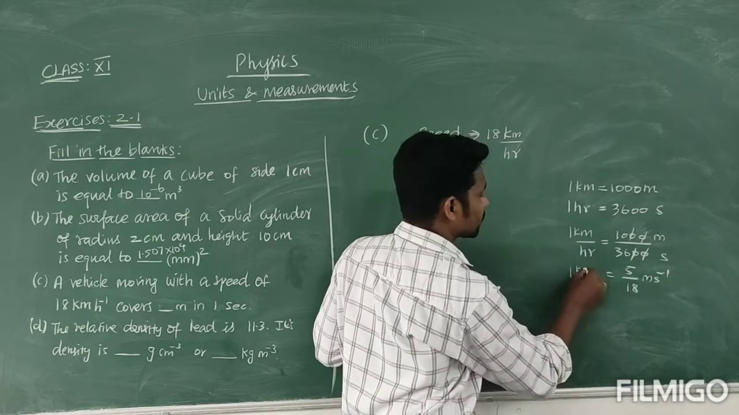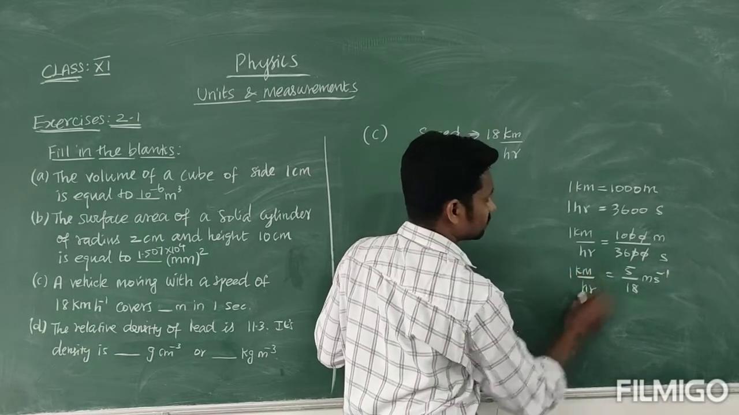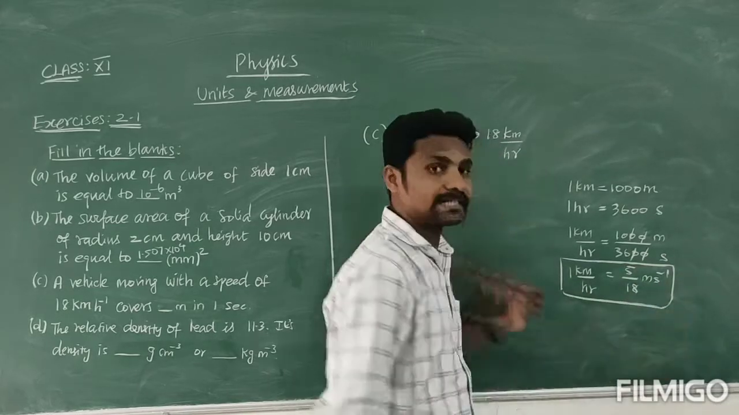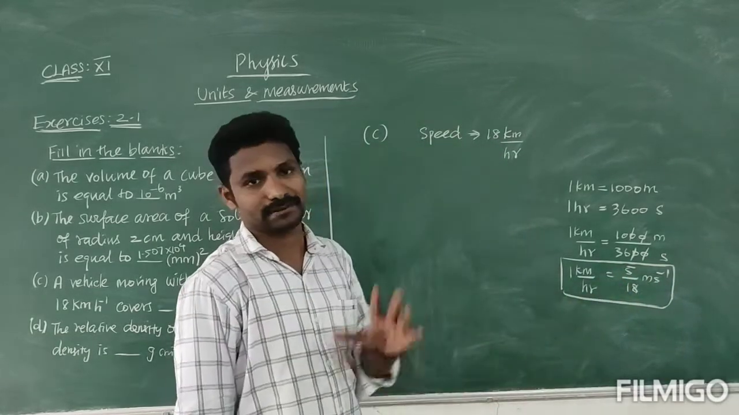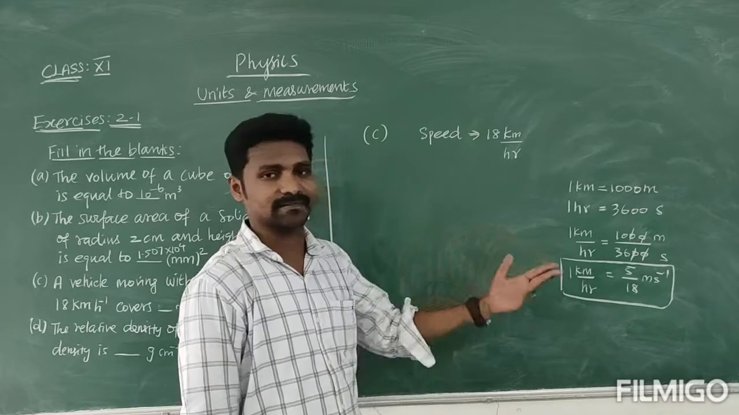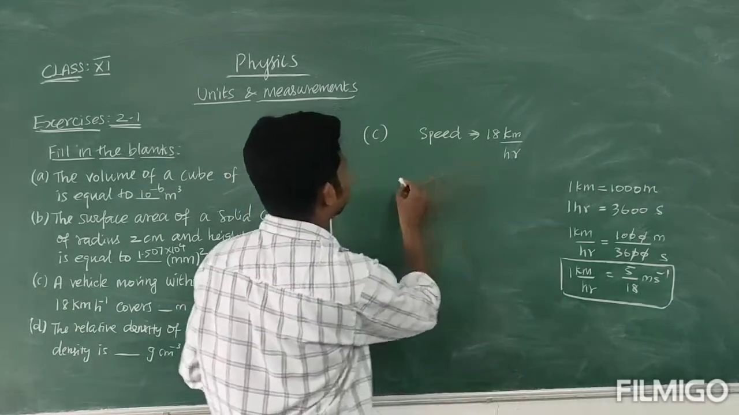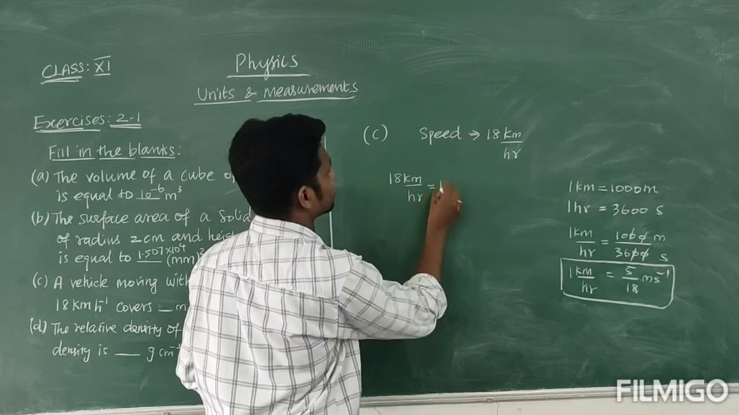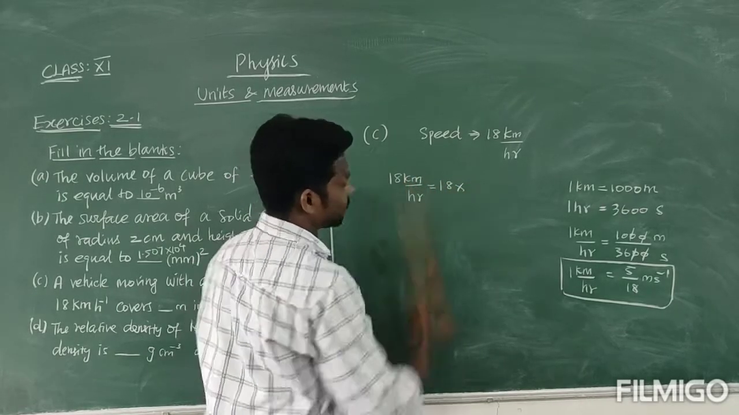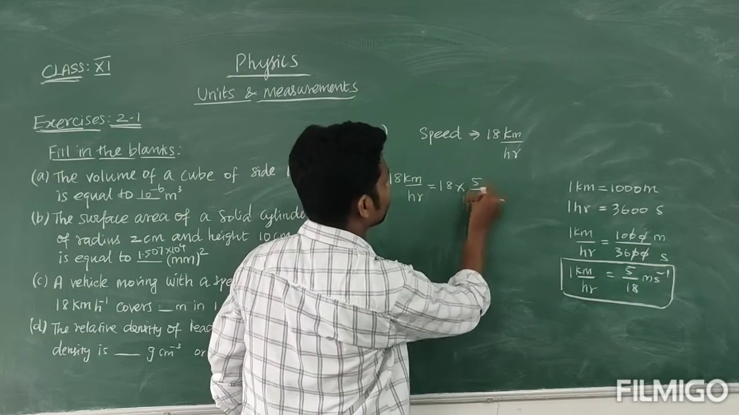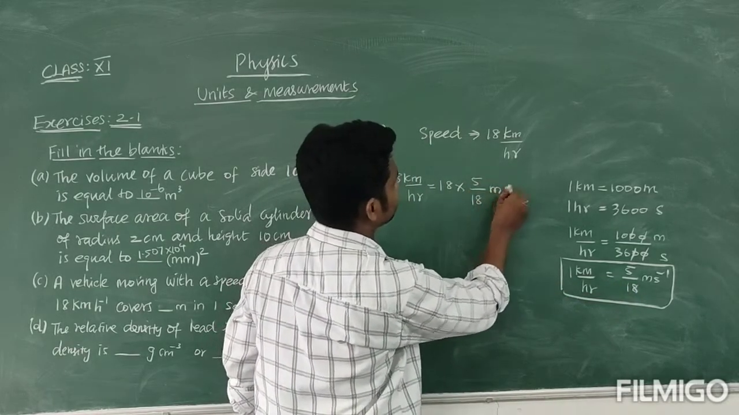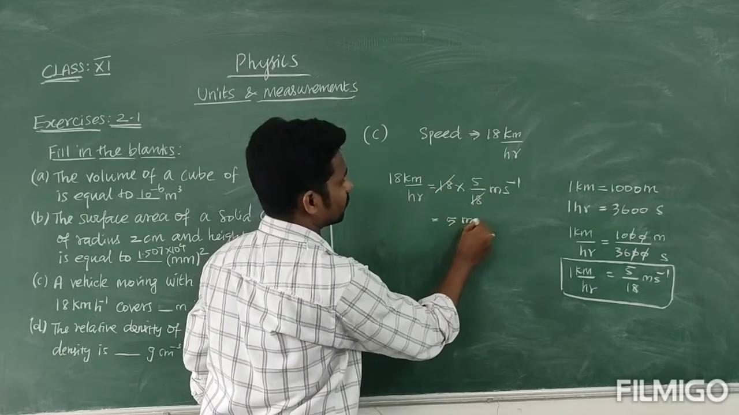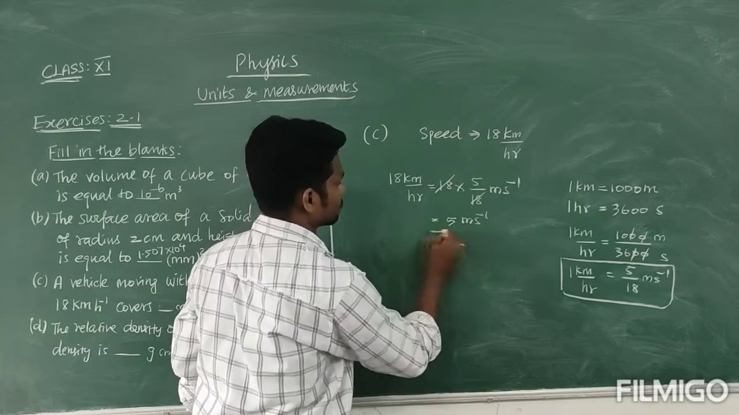Whenever the kilometer per hour value is given, if you want to convert into meter per second, you should multiply with 5 by 18. Then it is converted into meter per second. So like that, I can write this 18 kilometer per hour as 18 into 5 by 18 meter per second. Therefore, 18 will be cancelled, so 5 meter per second. Okay, so it is the answer.